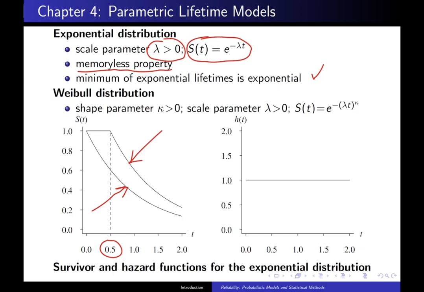A second distribution is the Weibull distribution. The survivor function for the Weibull distribution looks like this for t greater than 0. Lambda is known as a scale parameter, and it is positive. Kappa is a shape parameter, and it also is positive. These are 2 of many distributions that are covered in Chapter 4. There is also the gamma, the log normal, the log logistic, the exponential power distribution, the Gompertz, the Makeham, all kinds of them, and we'll go over them in Chapter 4.